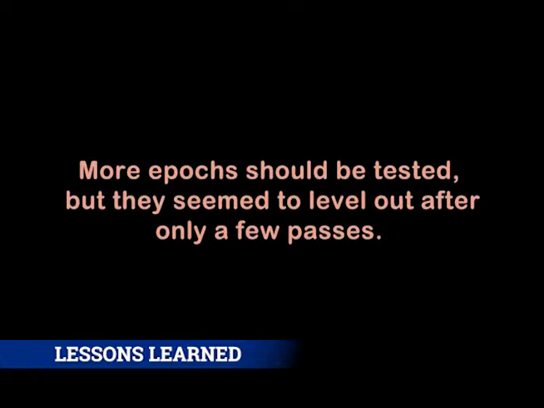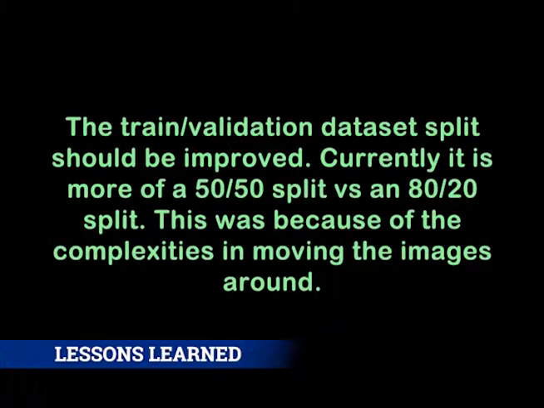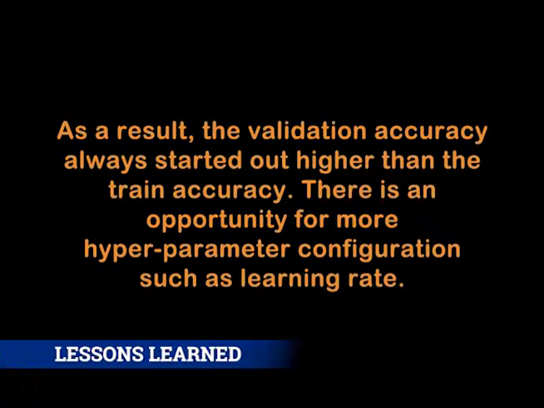The train validation dataset split should be improved. Currently, it is more of a 50-50 split versus an 80-20 split. This was because of the complexities in moving the images around. As a result, the validation accuracy always started out higher than the train accuracy. There is an opportunity for more hyperparameter configuration, such as learning rate.